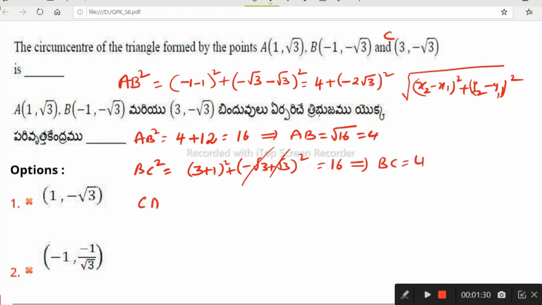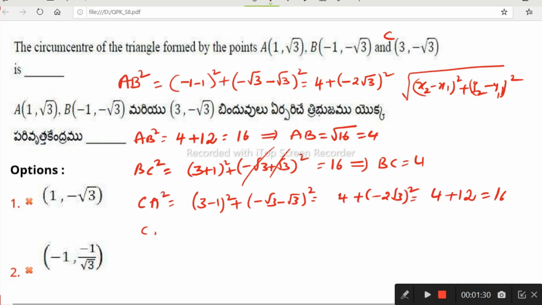Same way we can observe CA square. C to A distance: (3 minus 1) whole square plus (-√3 minus √3) whole square, that is 2 square, 4, plus (-2√3) whole square. Therefore this is 4 plus 12, that is 16. This is CA square. The side CA is equal to √16, that is 4.